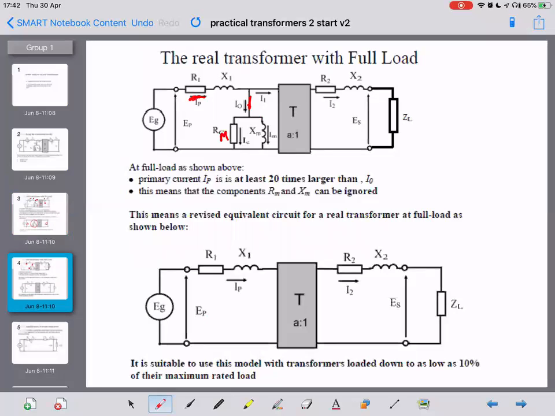Okay, so on full load, we forget about the two components that represented the situation on open circuit. So our revised transformer model is we've got R1 and X1 in the primary and R2 and X2 in the secondary. And it's suitable to use this model with transformers loaded down to as low as 10% of their maximum rated load.